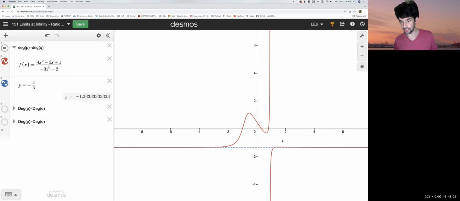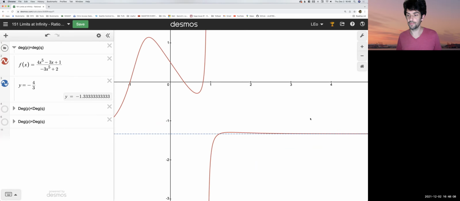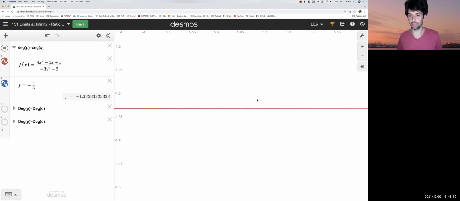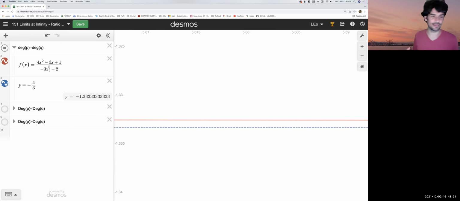The function in this case does pass through it at some point. It looks like or close to 1, but out here it's just incredibly close to it, right? There's always going to be some space, right? Because that 4x to the 5th and negative 3x to the 5th, those two terms dominate this rational function, right? When we get really big, negative 3x plus 1 doesn't really do much. 2 doesn't really do much.